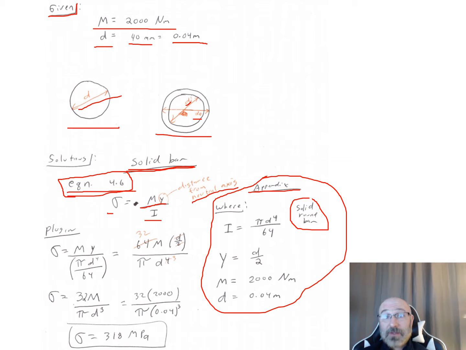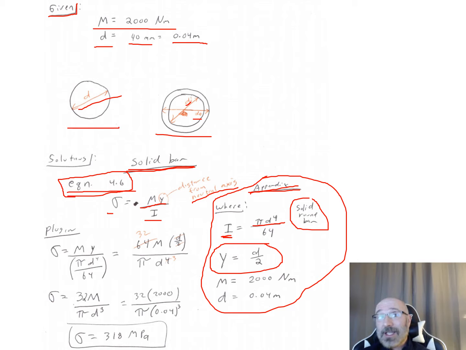So if I'm talking about this solid round bar, I can go back to my appendix here, look up that shape right there, and find that my I value is going to be equal to pi times d to the fourth divided by 64. Now my y, which is the distance from the neutral axis, is going to be the diameter over 2.